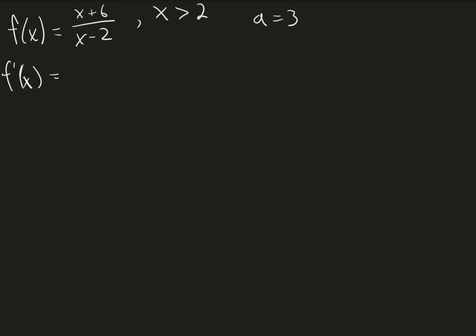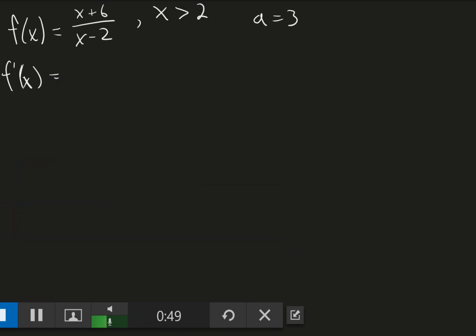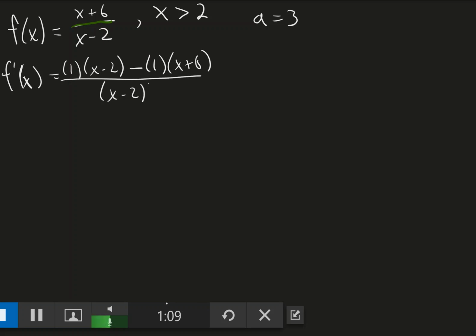To find the derivative, it looks like we want to use the quotient rule, since we've got something divided by something. The quotient rule says take the derivative of the numerator, multiply it by the denominator, subtract the derivative of the denominator times the numerator, and put all of that over the denominator squared.